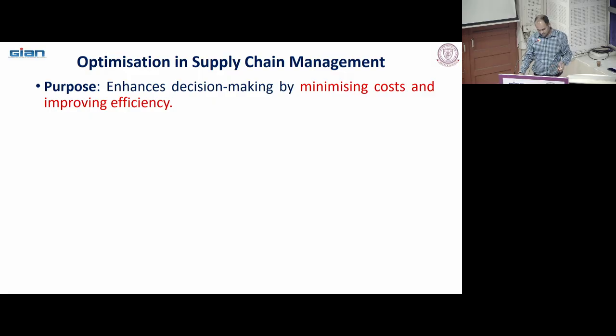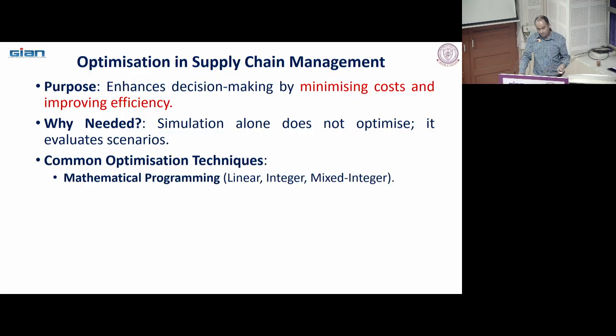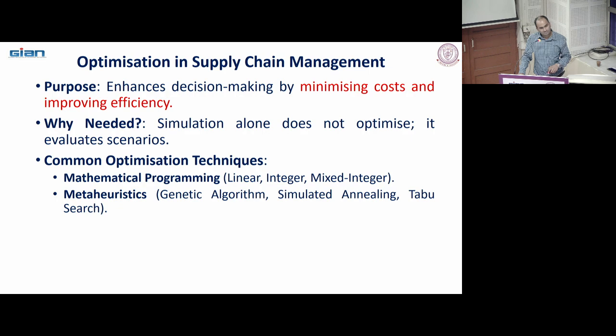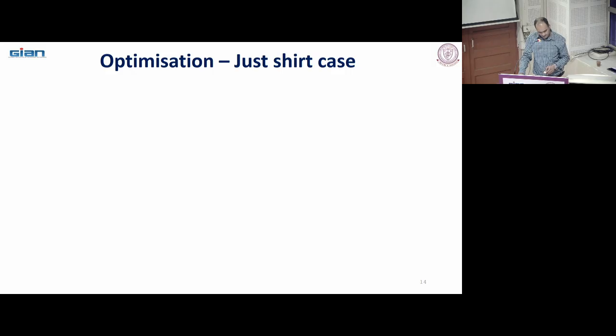The purpose of optimization, as we discussed, is to enhance decision making by minimizing cost and improving efficiency. Why is it needed? Sometimes simulation alone doesn't optimize, so it needs to evaluate the scenarios. That's why optimization is needed. Common optimization techniques, any idea? Mathematical programming: linear, integer, mixed integer; metaheuristics: genetic algorithm, PSO, tabu search; gradient based; used for stochastic optimization.